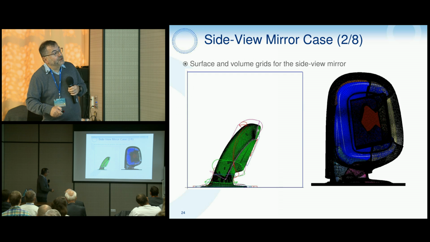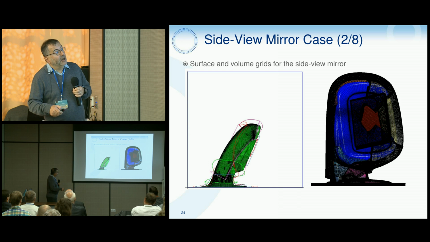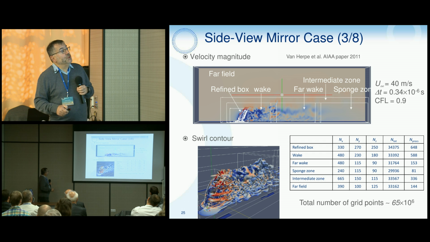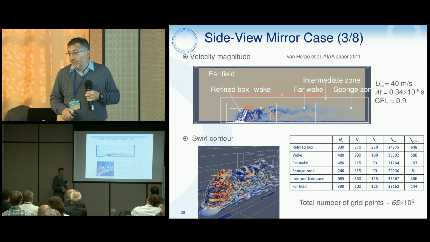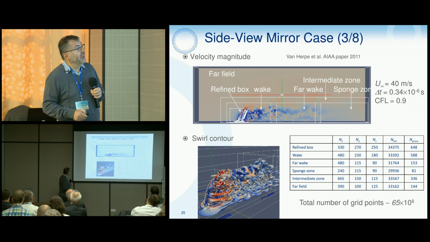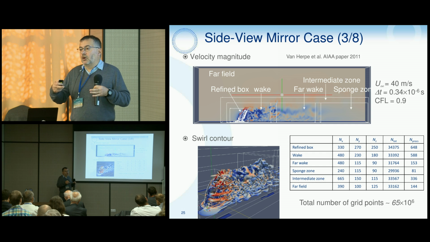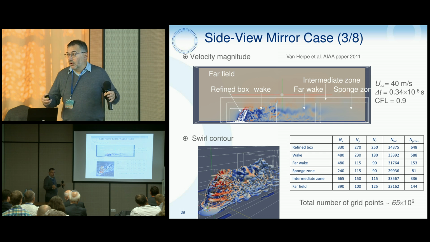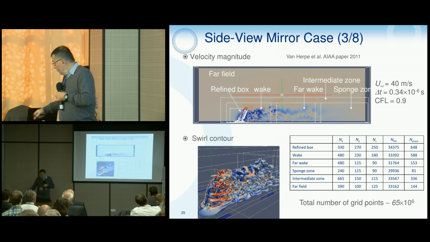Here is another view of the shape of the volume grid, and here an image of the volume grid. Just a view of the flow developing downstream of the side view mirror, and the grids downstream are made coarser and coarser, so we see that effect. Here is an image of the swirl contour around the side view mirror.